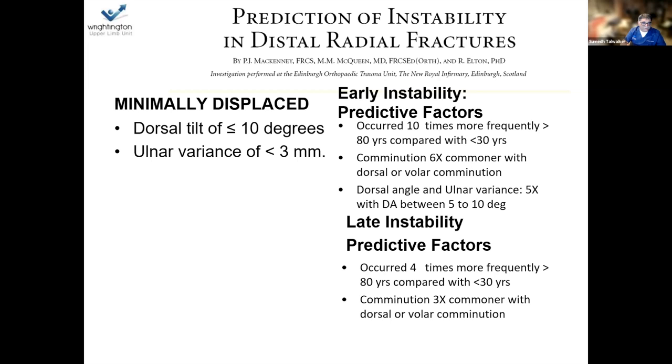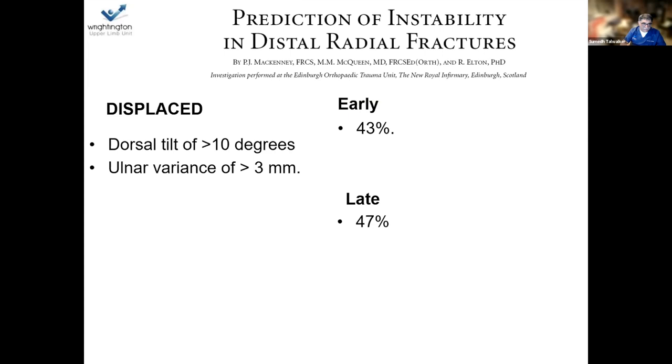Comminution, usually dorsal or volar, doesn't matter. The prognosis is poor. And angulation invariance seems to be more of an issue with minimally displaced fractures in the early stages. No surprises with displaced fractures. If you are displaced, if the fracture is out of position in a significant kind of way, it is almost certain that further down the line there will be displacement either early or late.